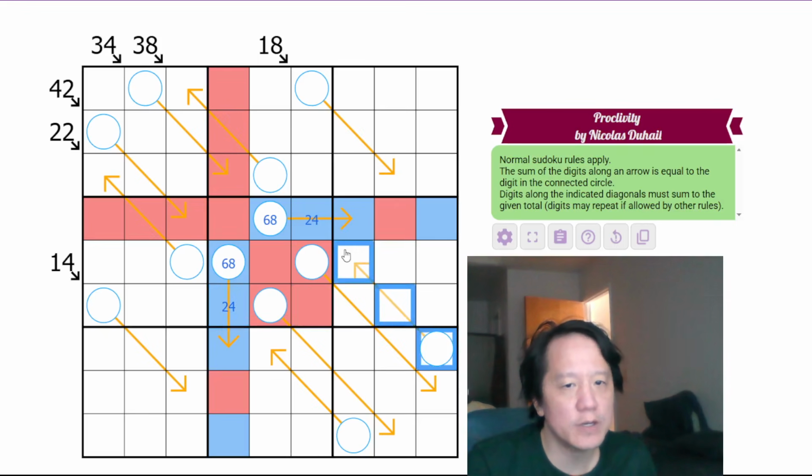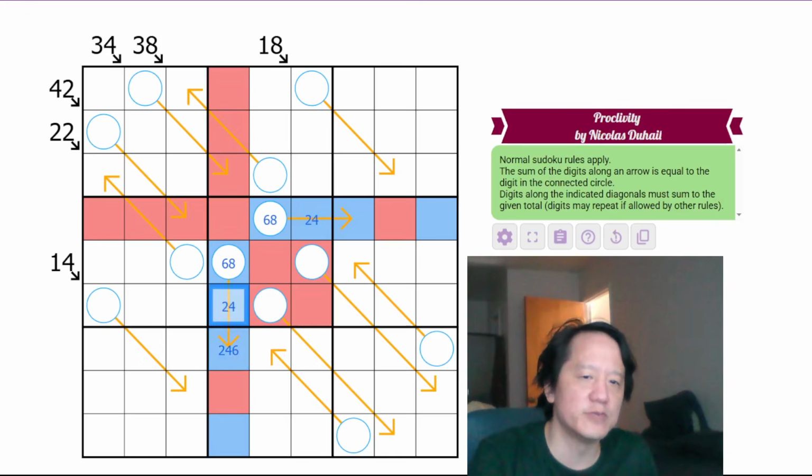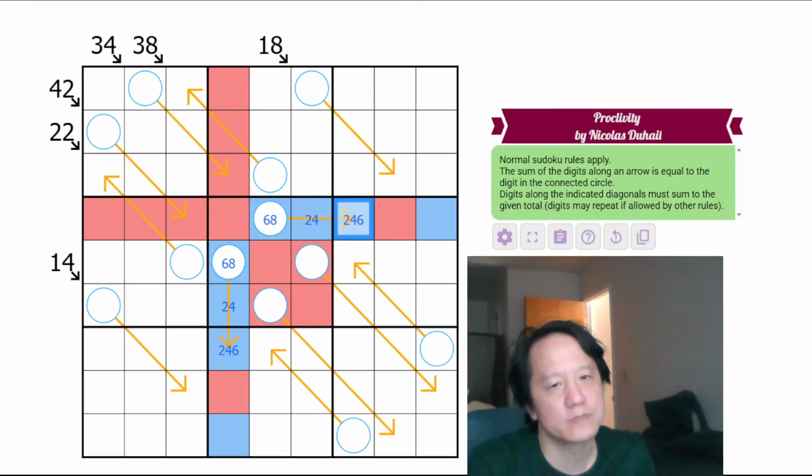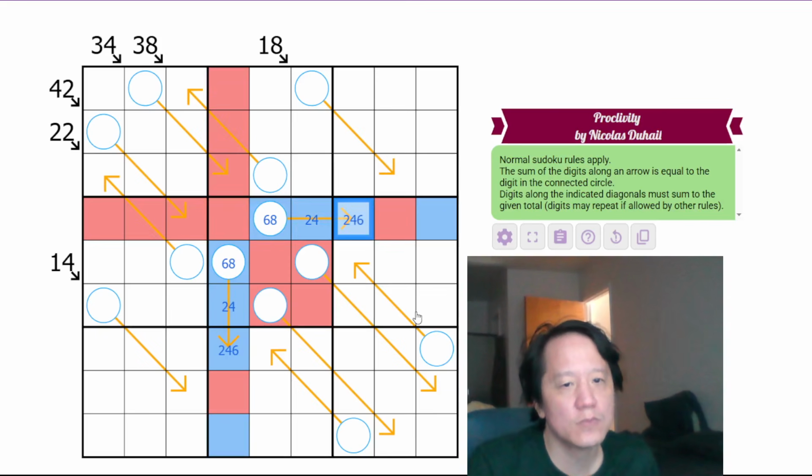What else do we have? So this digit can be 2, 4, or 6 because it's less than that digit there. This adds up to 38 here, and 4 is the largest digit here.